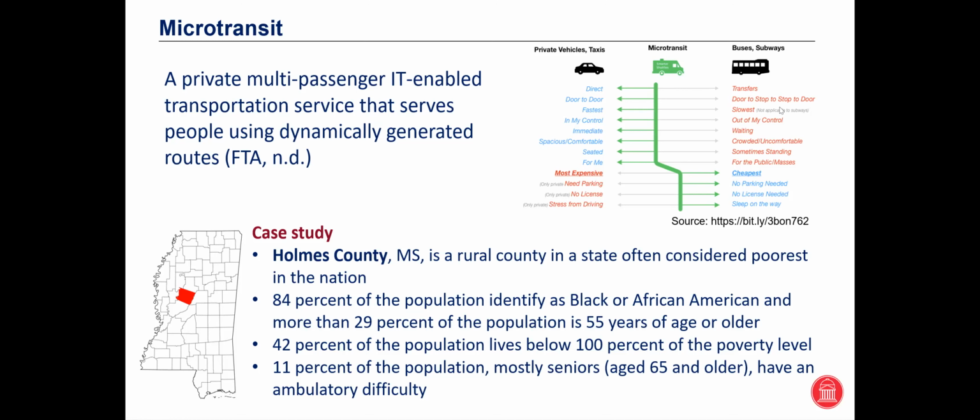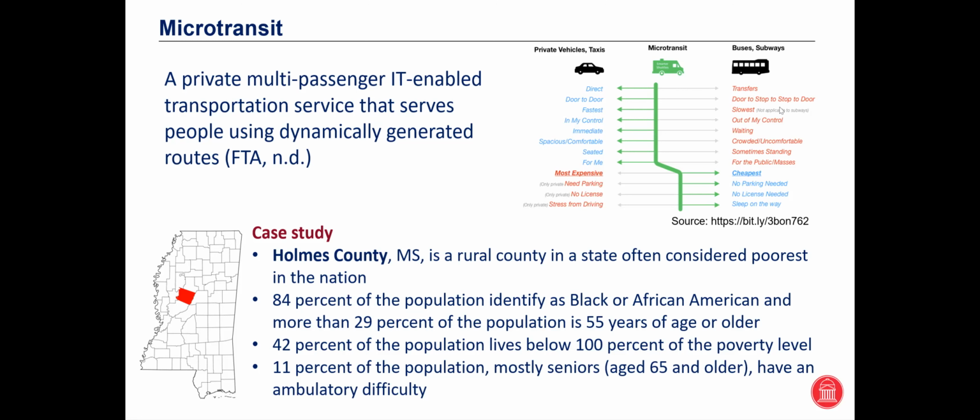For example, they are facing barriers to access to healthcare, and there is no fixed route transit system in that area. Because of that, they are having major problems on and on. And a free ride microtransit program was piloted in Holmes County during fall 2021 by an agency called Phoenix Mobility.